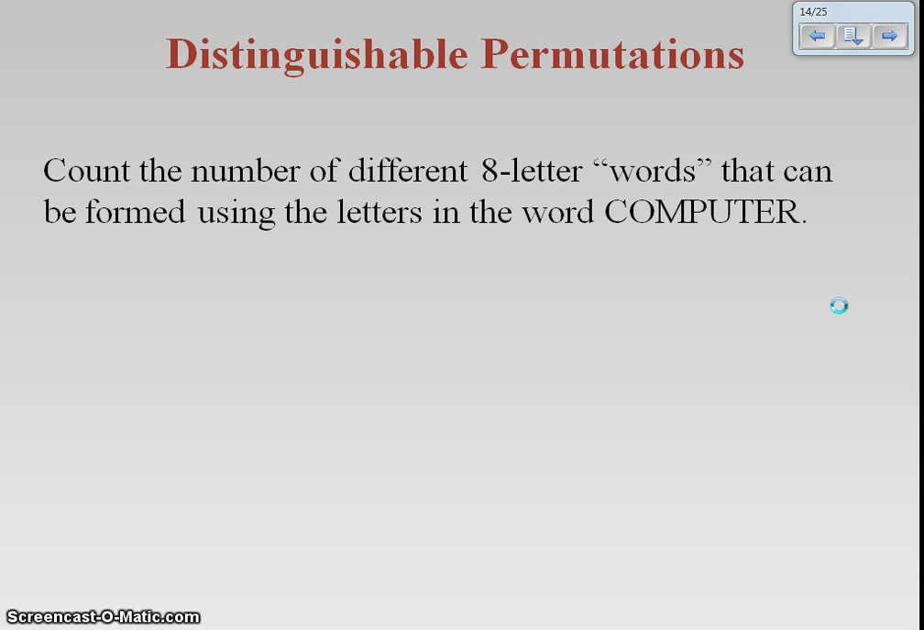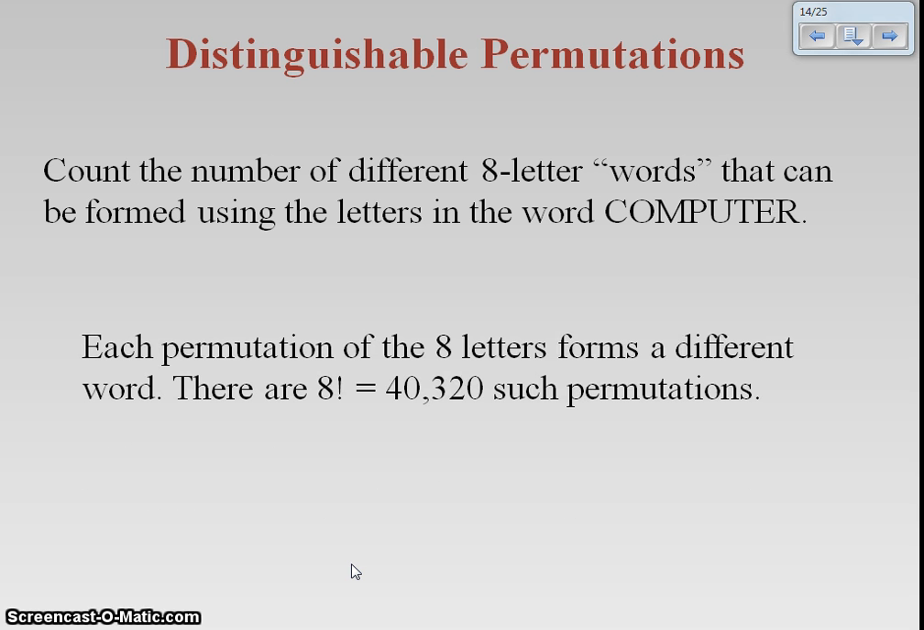Distinguishable permutations. Count the number of different 8-letter words that can be formed using the letters in the word computer. So how many different ways can I arrange the letters? Again, the letters don't have to make sense. They don't have to actually make a word. It's just how many ways can I arrange the letters. Well, it's important to note in the word computer there is no repetition of letters. When there is repetition of letters, it changes slightly. So I've got 8 possibilities for the first and 7, 6 all the way down. So 8 factorial, which is 40,320. Again, reminding you, pause the video as needed because I know I'm going through quickly.